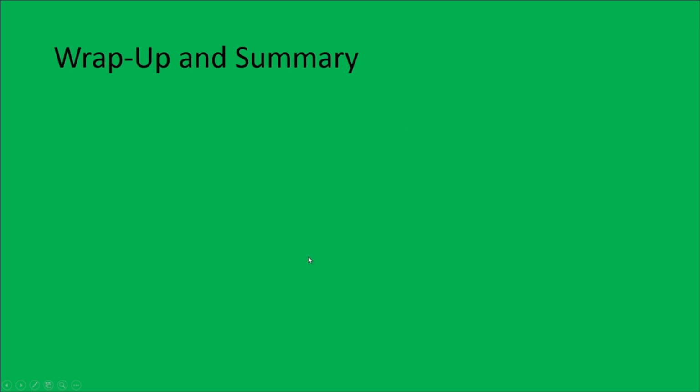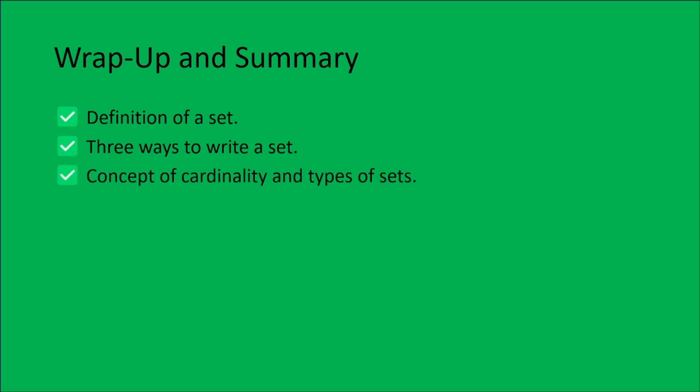Okay, so let's wrap up and summarize what we have covered in this video. First of all, we defined what a set is. It's a collection of elements, whatever these elements are. We have 3 ways of writing a set: roster form, set builder notation, and descriptive form. We delved into the concept of cardinality, which is the number of elements inside of a set, and the types of sets: finite and infinite sets. And we covered 2 challenges, one for the ways of writing a set and the other for cardinality.